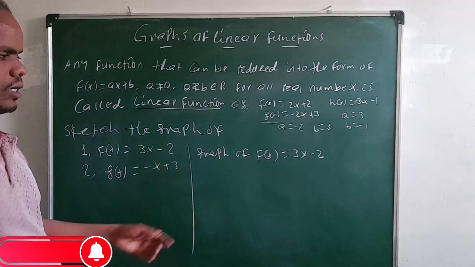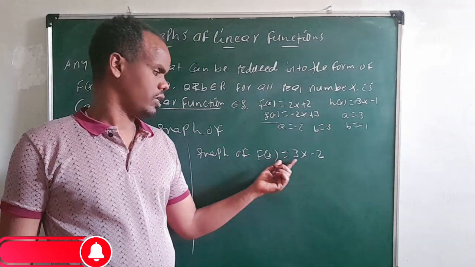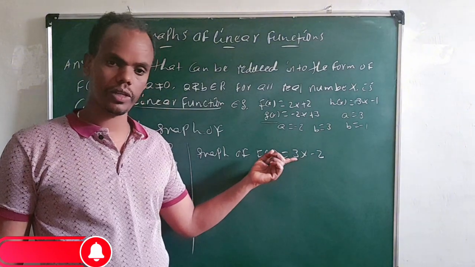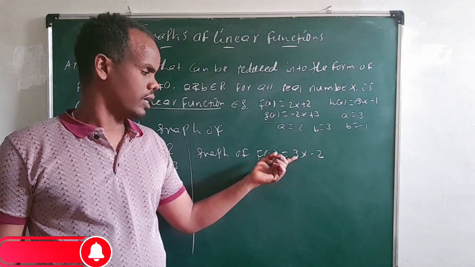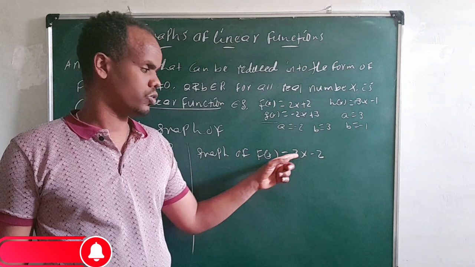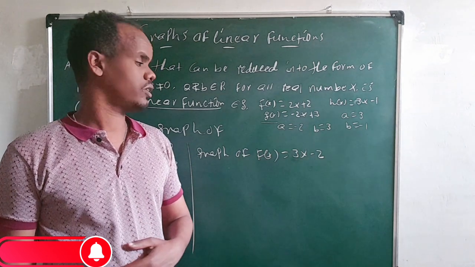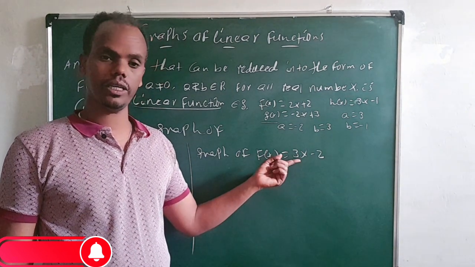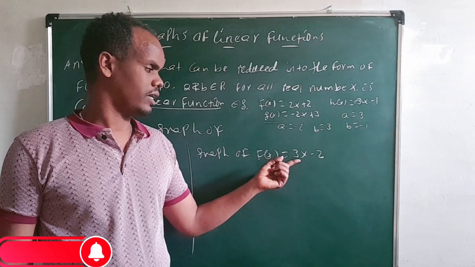This is an increasing function, because the leading coefficient, or the slope, is positive, greater than 0. So 3 is greater than 0, and this is an increasing function. So the graph of this function passes through the first and the third quadrants.